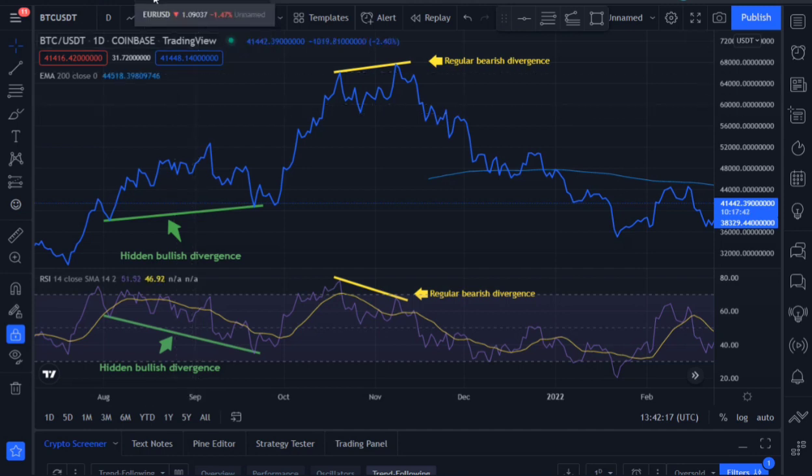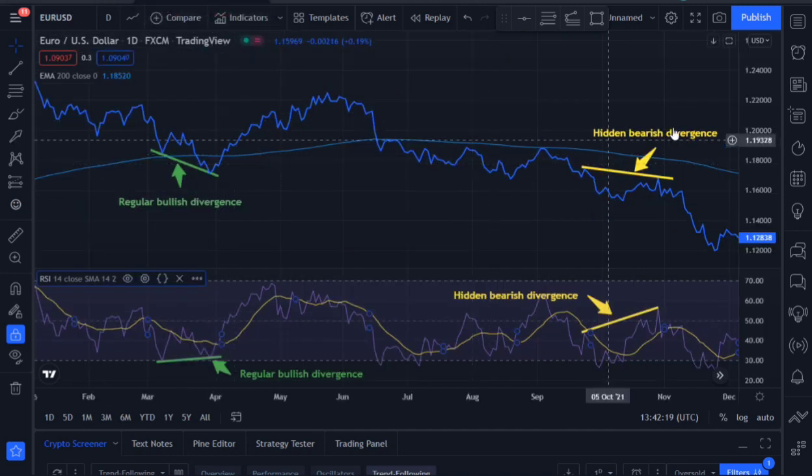And also the hidden bearish divergence. In the hidden bearish divergence, the price keeps forming lower highs. As you can see, the line we drew right here is coming down, while the oscillator keeps forming higher highs. So the moment you've spotted this signal this way, what you have to do is to wait for a confirmation.